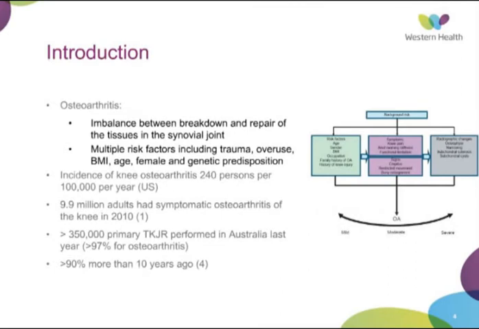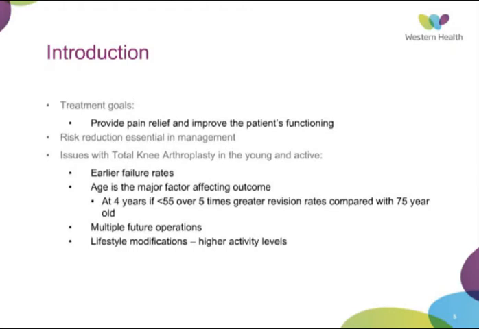In regards to management of knee OA, obviously our goals are to reduce pain and to have the patient functioning. There's a risk reduction, which is essential in our management, and it'd be great to say that for all young people, the panacea is a total knee replacement, but unfortunately it has its problems. So we know that there are earlier failure rates in a younger person who's more active. We know that at 4 years after having a total knee replacement, if you're under the age of 55, you have 5 times greater risk of requiring a revision than someone who's 75.